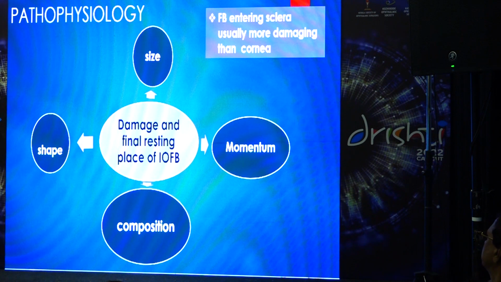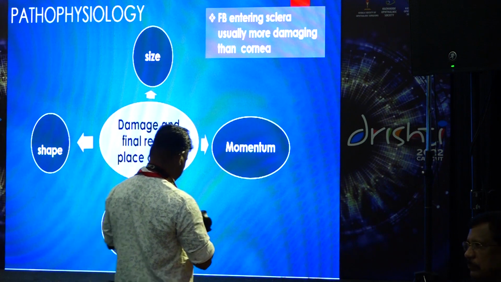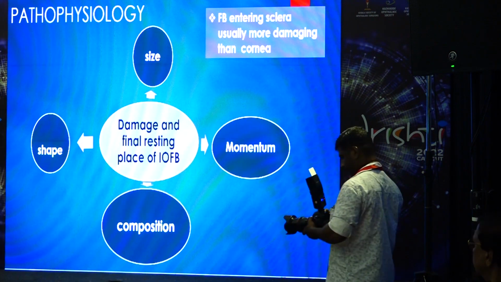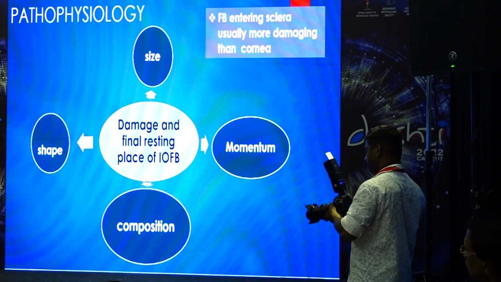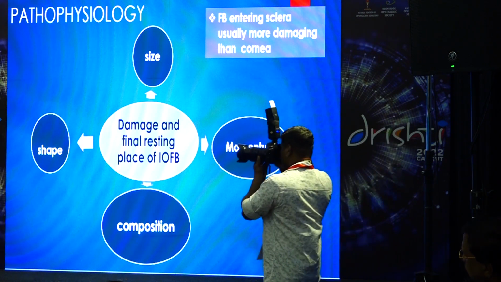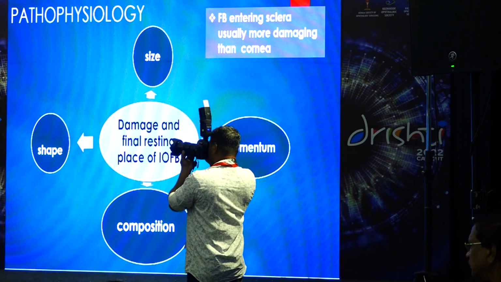Larger the size and more irregular the shape, more the damage. Composition matters: vegetative matter is known to cause infections like endophthalmitis, and metals are known to cause inflammation like siderosis, chalcosis, etc. Greater the momentum, deeper the penetration, more the damage. It is widely known that a foreign body entering through the sclera causes more damage than one entering through the cornea.